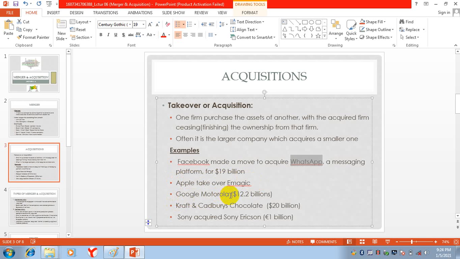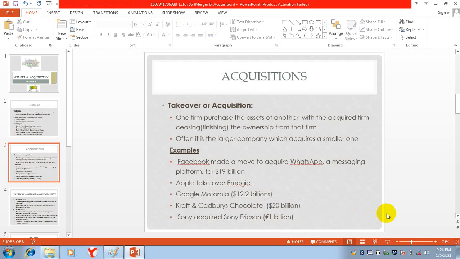Google Motorola. Google purchased Motorola for $12.2 billion. Kraft and Cadbury chocolate. Kraft purchased the Cadbury chocolates for $20 billion. Sony acquired Sony Ericsson for $1 billion. Sony company purchased Sony Ericsson, which was a mobile company, for $1 billion. So these were some examples of the takeover or acquisition.